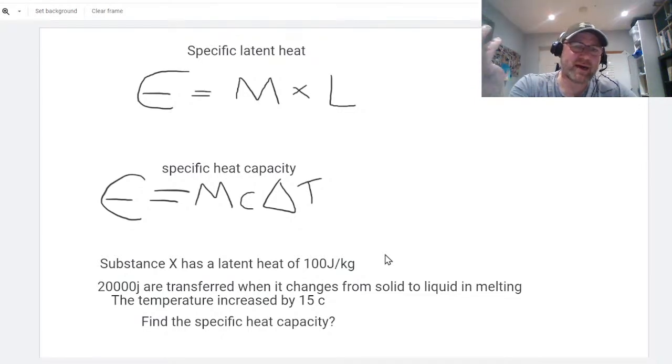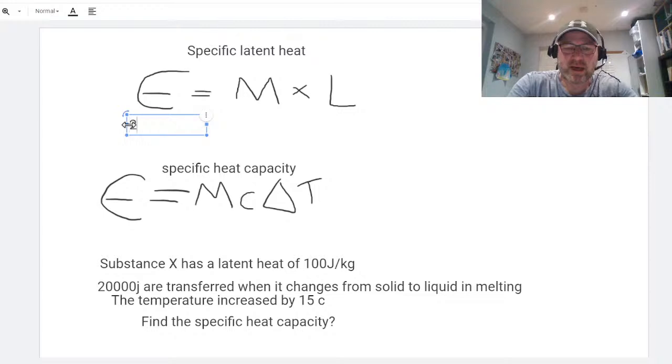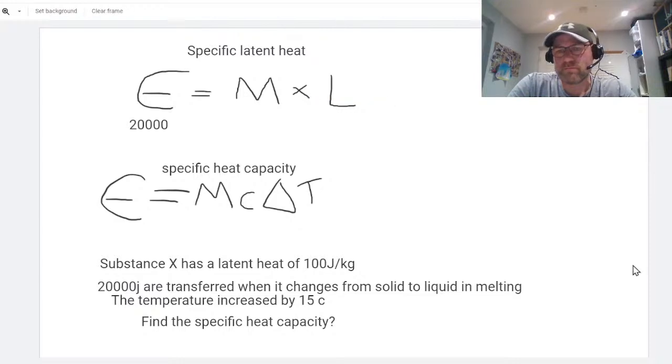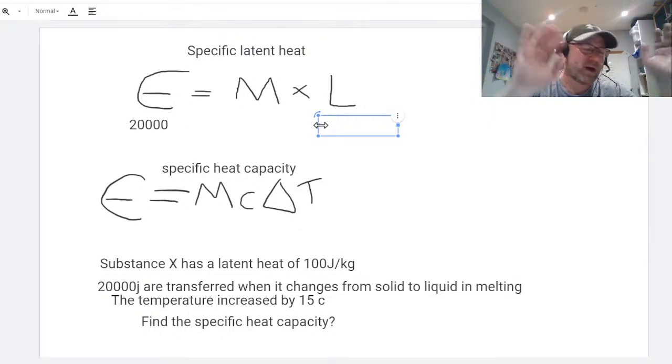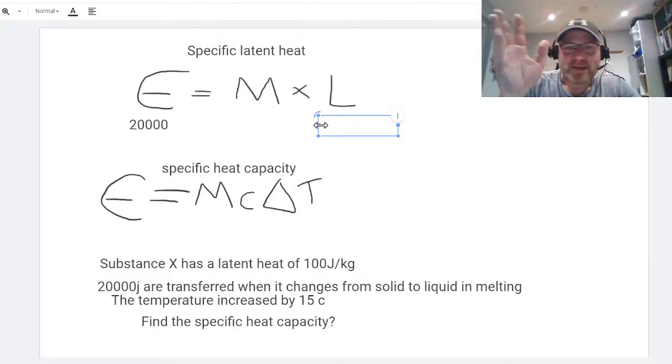So here you've got to look at what your common things are. Once I've got the equations, I'll say this is 20,000. To be honest, they probably would ask how much energy is transferred when it boils, but you could combine them. I'm not going to do it anyway. This probably isn't going to come up.